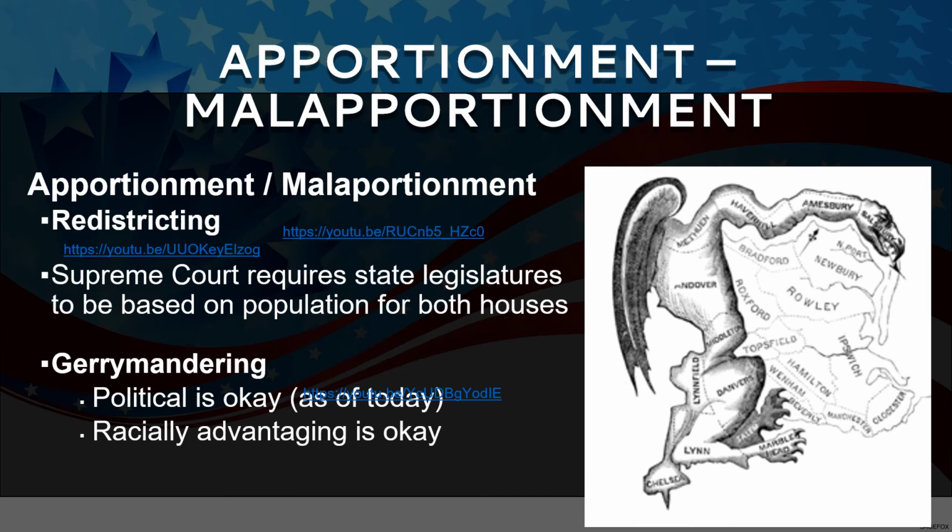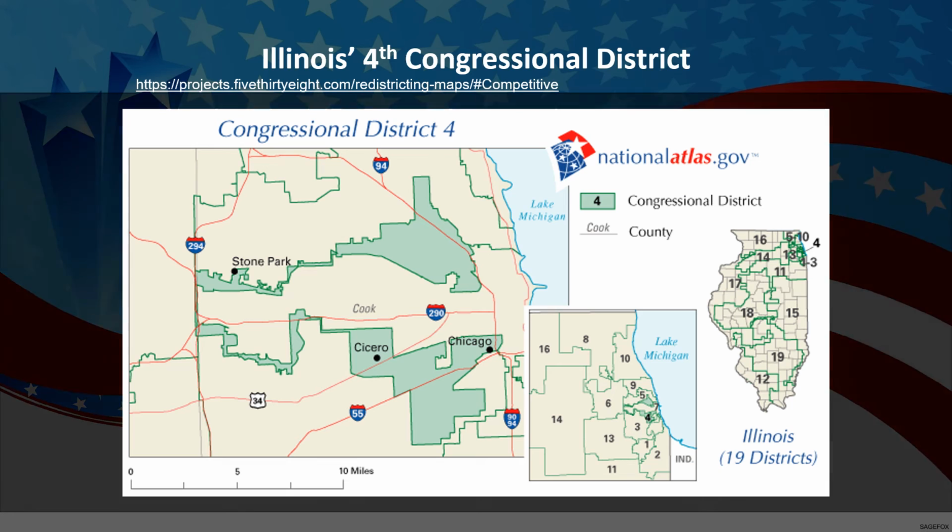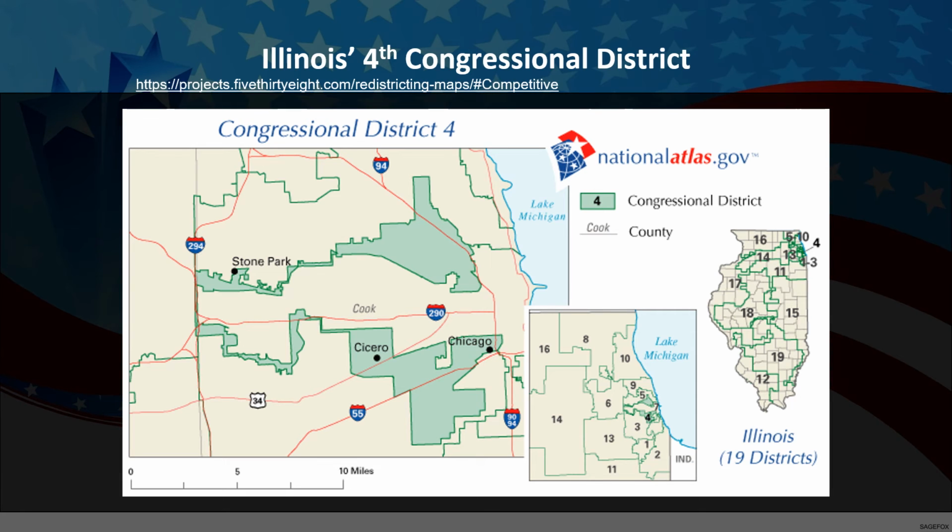And so it's okay for them to set up, again, as of today, districts. It's also okay to gerrymander or set up districts that give a minority racial group an advantage. It's not okay to disadvantage a racial minority group. So as mentioned in the previous slide, it is actually okay to create districts that are viewed as giving an advantage to a racial minority group.